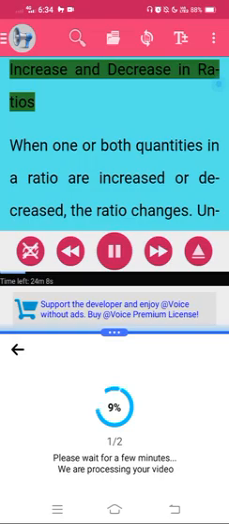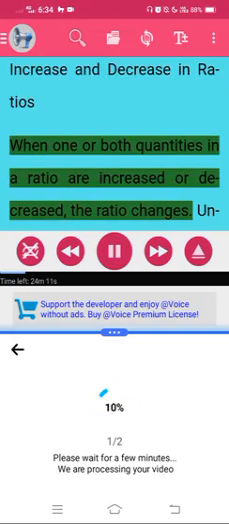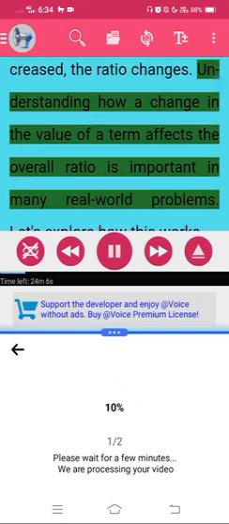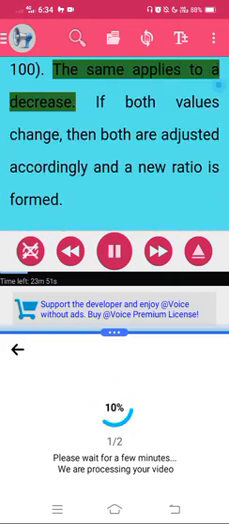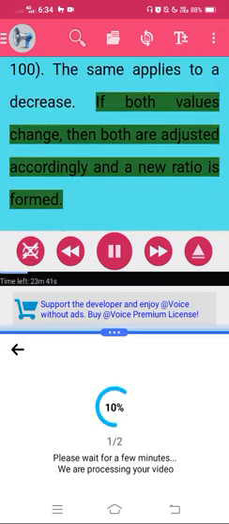Increase and decrease in ratios. When one or both quantities in a ratio are increased or decreased, the ratio changes. Understanding how a change in the value of a term affects the overall ratio is important in many real-world problems. Let's explore how this works. If the original ratio is A:B, and A is increased by a certain percentage, then the new value becomes A plus A times percent increase over 100. The same applies to a decrease. If both values change, then both are adjusted accordingly and a new ratio is formed.